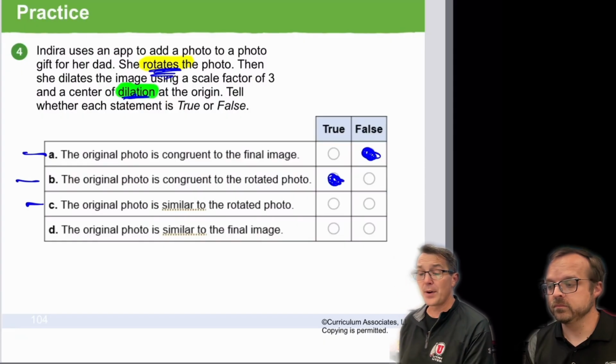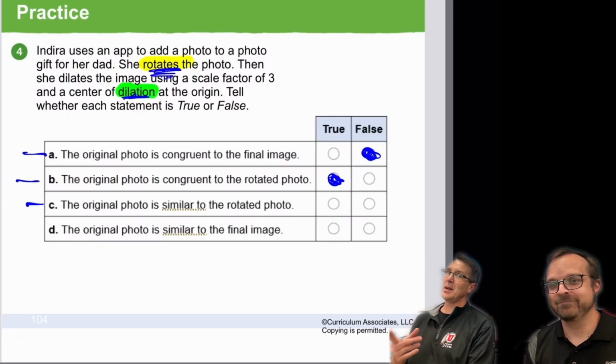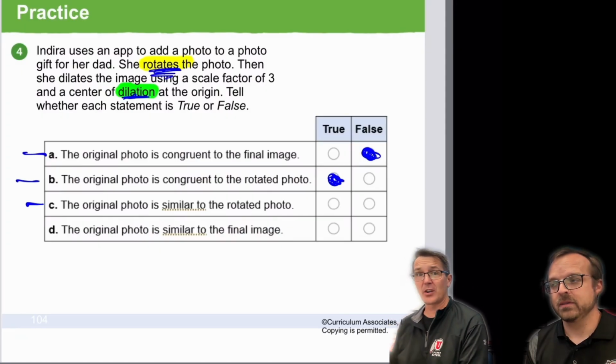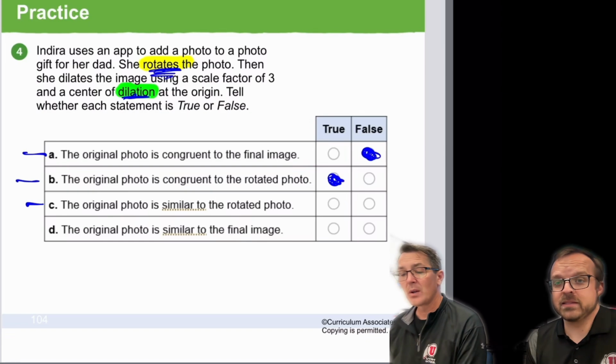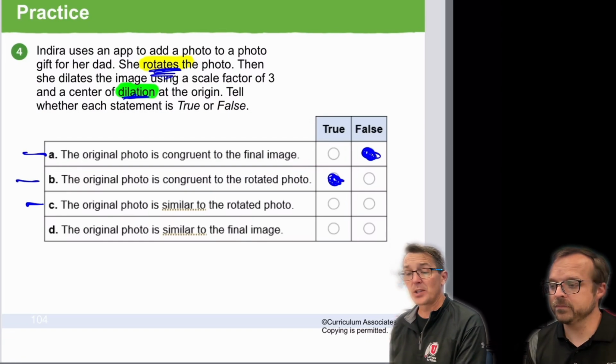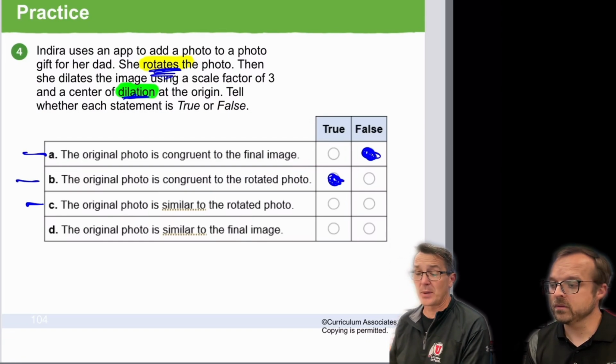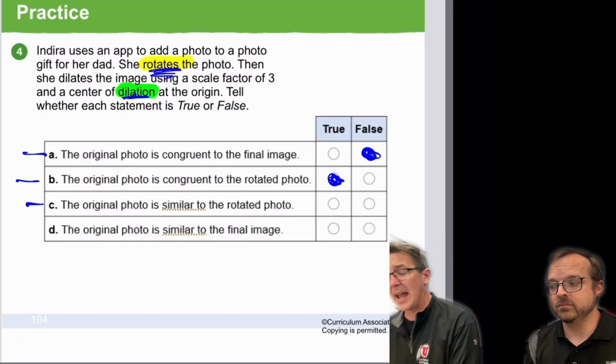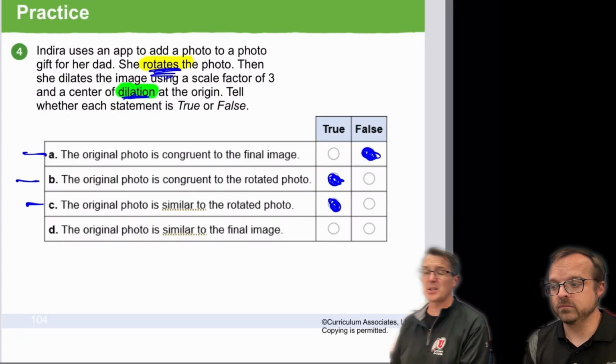The original photo is similar to the rotated photo. That's tricky, but remember we talked about with squares, you can go backwards, but you can't always go forward. Something can be congruent and similar. Congruent does imply that it's similar, it's just more specific. Since the photo has been rotated, it would more specifically be rigid, but since we can also use similar, that is a true statement, just a tricky one.